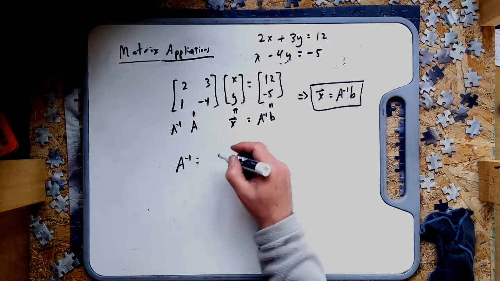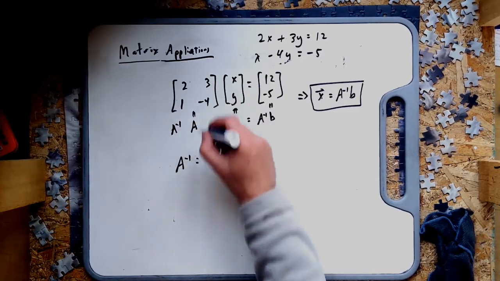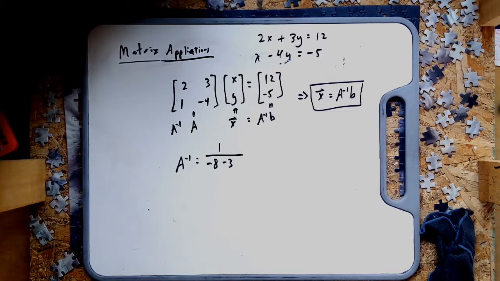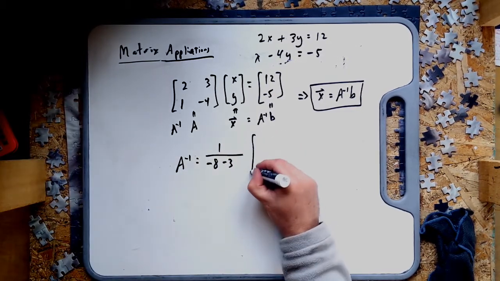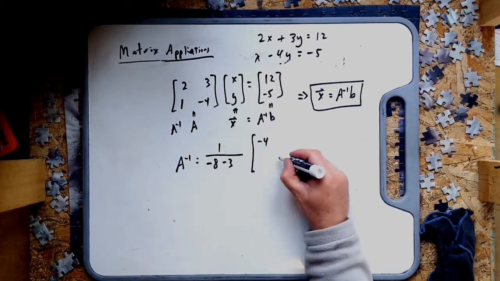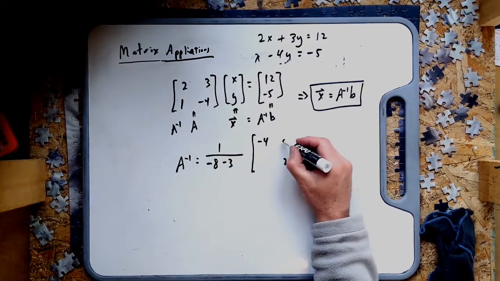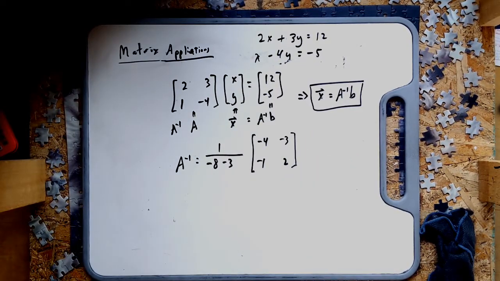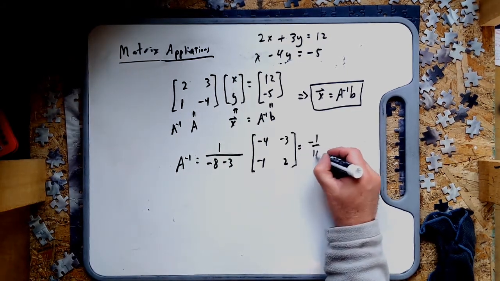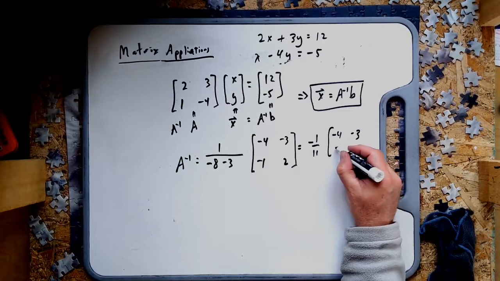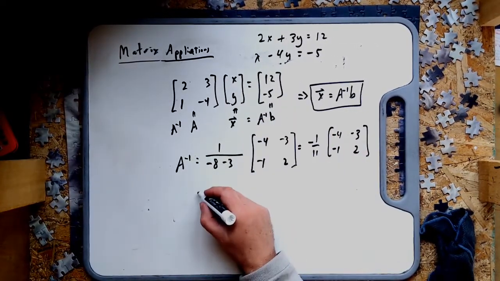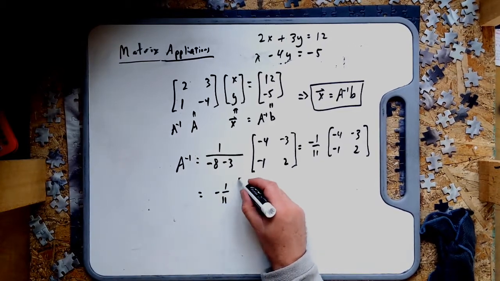A inverse is 1 over 2 times negative 4, or negative 8, minus 3 times 1, in other words, negative 1/11, times, flip these two, A and D, change the sign of B and C. And that's it. And then I'm going to multiply that ultimately by, I'll write this down first, negative 1, 11, negative 4, negative 3, negative 1, 2. I'm now going to multiply this by B, which is 12, negative 5. So I'm going to leave the negative 1/11 out until the end.